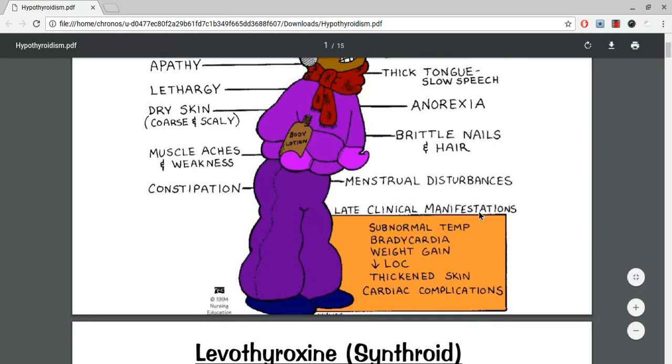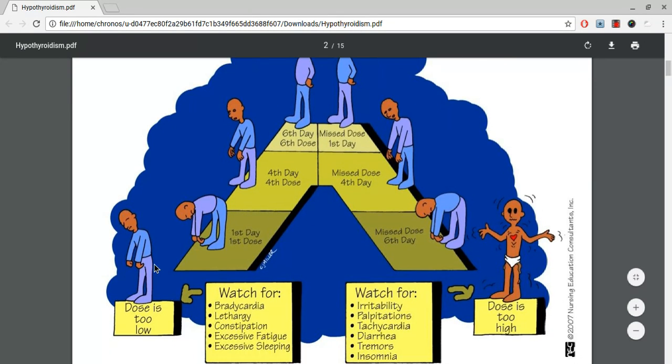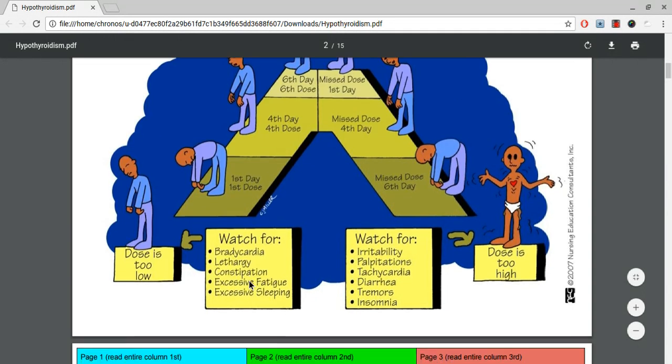And here are the late clinical manifestations in the orange box right here. And this is one of the drugs that you use to treat hypothyroidism, levothyroxine, Synthroid. On the left, we have a dose that is too low. The patient is basically going to have the same signs and symptoms as hypothyroidism because the drug isn't working. So everything's going to be low and slow.